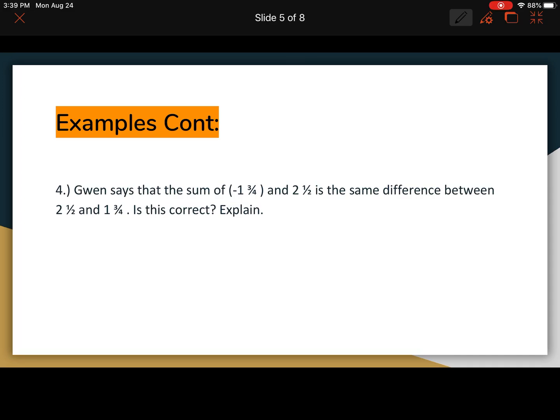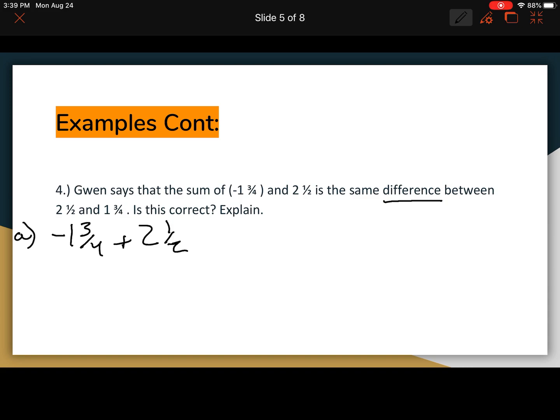All right, well, let's start looking at negative 1 3/4 and 2 1/2 as a sum. So we have negative 1 3/4 plus 2 1/2. Now let's remember, when we're working with sums, the order does not matter due to the commutative property. However, when we are working with the difference, like we will be right here, the order will matter. Okay, so that is our first equation.